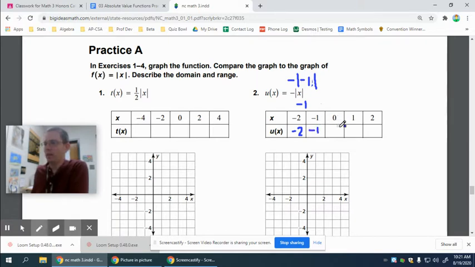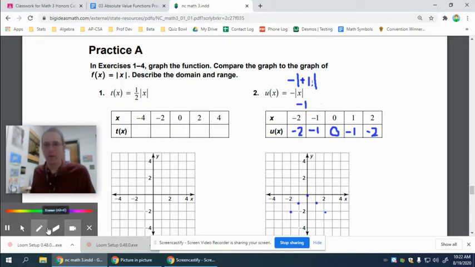As I continue to plug in, if I plugged in a 0, I would have a 0. If I plug in a positive 1, even if that 1 was positive, its absolute value is still positive 1, and the negative in front keeps it as a -1. And then the same thing for a -2. If I continue with that, I'm going to have -2, -2, -1, -1, 0, 0, 1, -1, and 2, -2, because the x coordinate is across, the y coordinate is up and down.